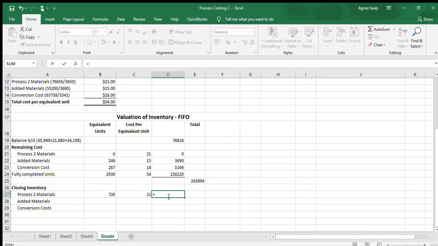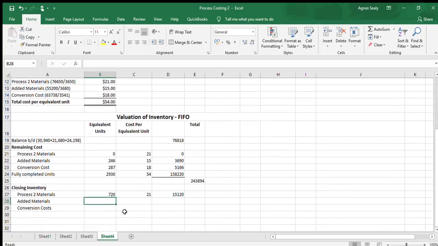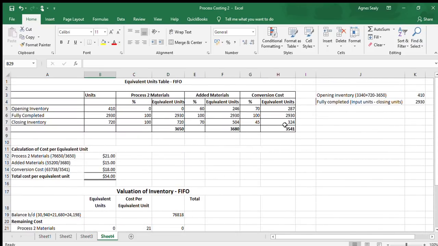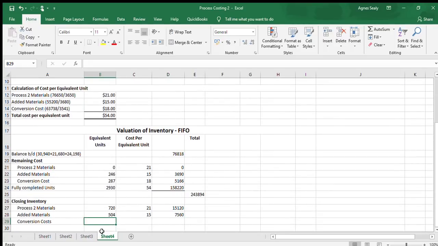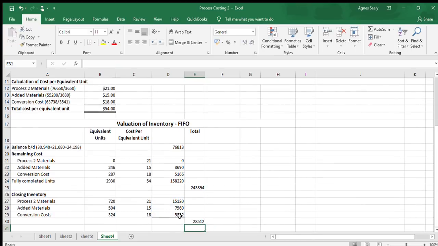So that is 720 multiplied by 21, which is 15,120. Our added materials, the equivalent units, 504 equivalent units, and the cost per unit was $15. $7,560, and our conversion is 324 equivalent units at $18. $5,832. So again, we're going to total these as well. $28,512 in closing inventory.